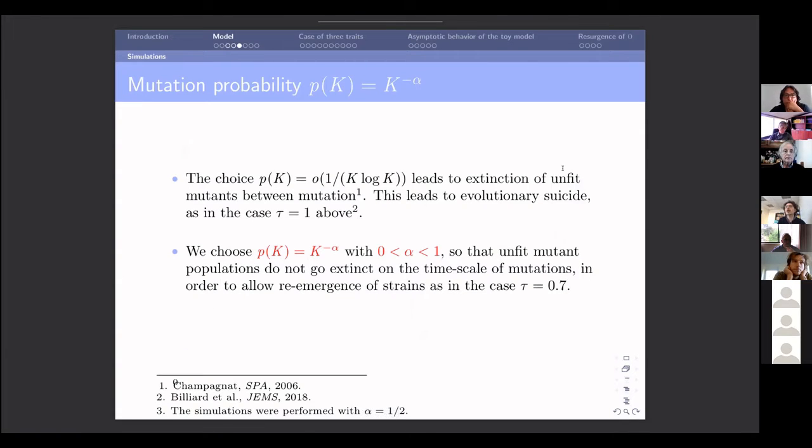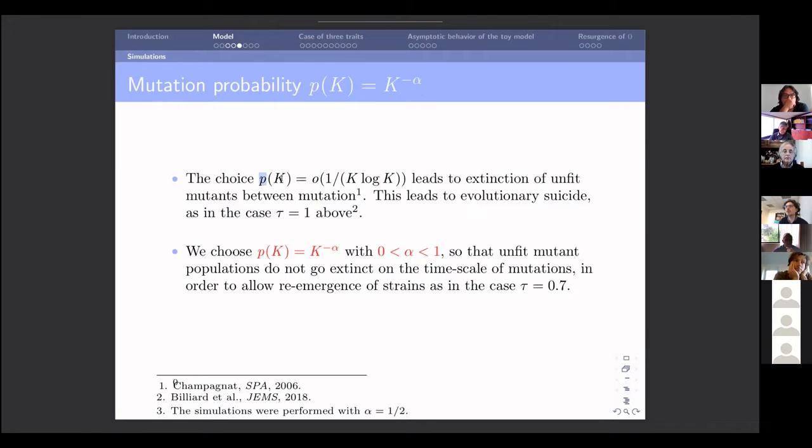So now let me come to the choice of mutation probability. I need to take P of k. So P of k is the probability of mutation at birth for any birth. I need to take it as k to the exponent minus alpha, where alpha is going to be between 0 and 1. So it means that mutations are rare. This is quite reasonable from the biological point of view, but not too rare. Let me explain a bit what I mean by too rare.